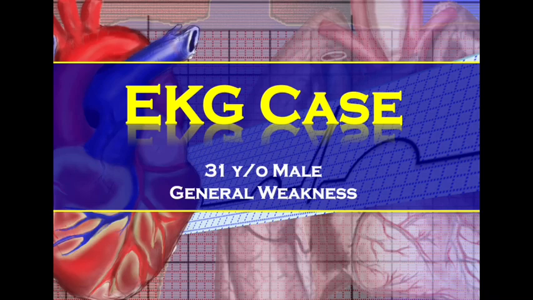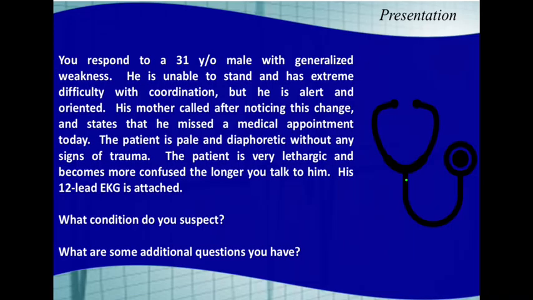Hello, this is an EKG case review for a 31-year-old male with general weakness. You respond to this patient that's got generalized weakness. He's unable to stand. He's got extreme difficulty with coordination, but he's alert and oriented. His mom decided to call you after she started noticing that these symptoms were occurring, and she lets you know that he missed the medical appointment today.